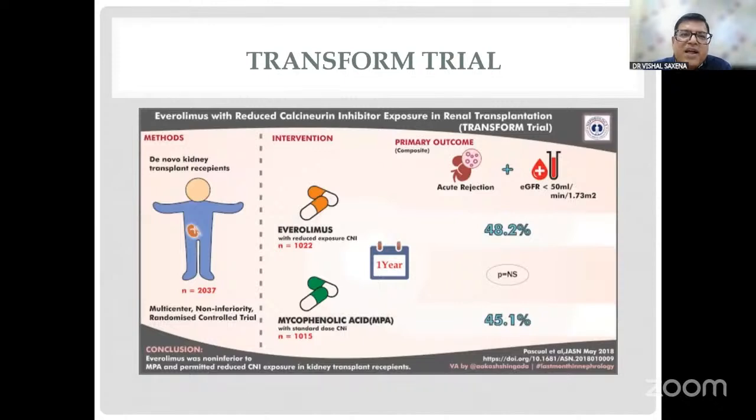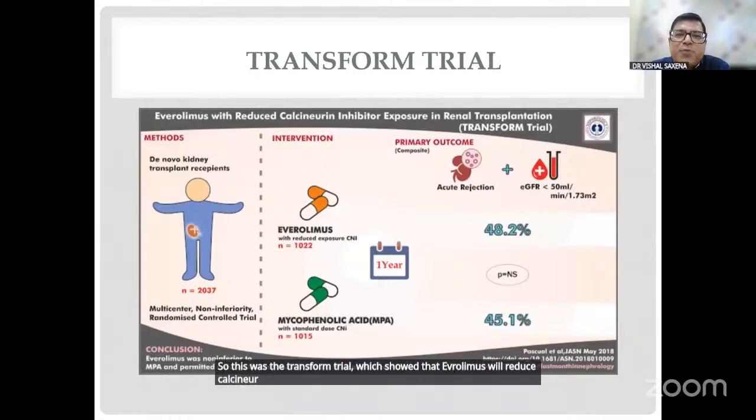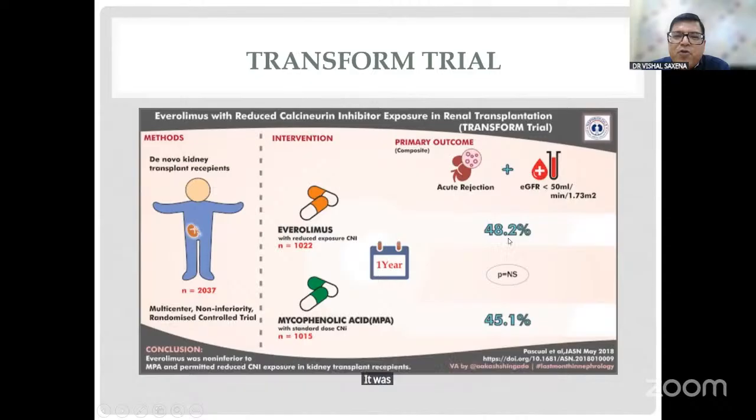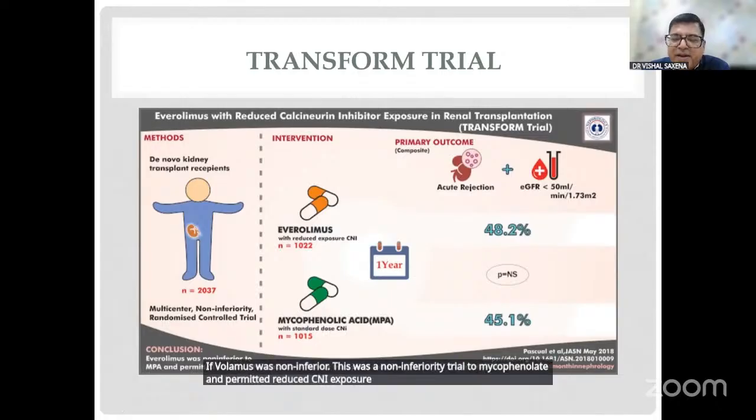So this was the TRANSFORM trial, which studied everolimus with reduced calcineurin inhibitor exposure in renal transplantation. The primary outcome was acute rejection with eGFR of less than 50 ml per minute. In the everolimus group at 1 year, it was 48.2 versus 45.1%, which was not significant. So the conclusion was that everolimus was non-inferior. This was a non-inferiority trial to mycophenolate and permitted reduced CNI exposure in kidney transplant recipients. This was published in JASN 2018.